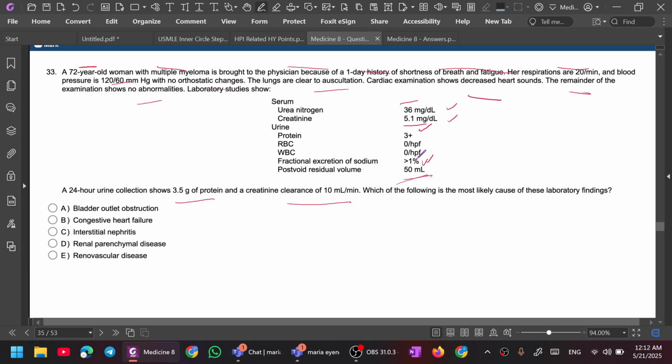FeNa 2%, one more than 1%. Renal, renovascular.